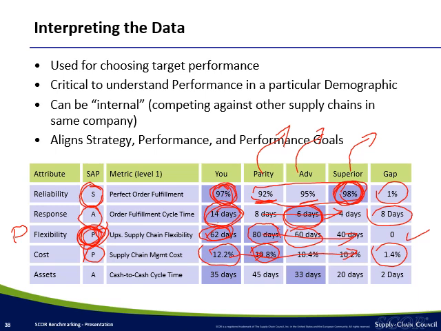For the assets, here we need to be advantage. So we need to compare this to this one. And the less is better. 45, 33, 20, so we need to decrease. So 35 is not less than 33. So it's not good. So we need to decrease it by 2 days.